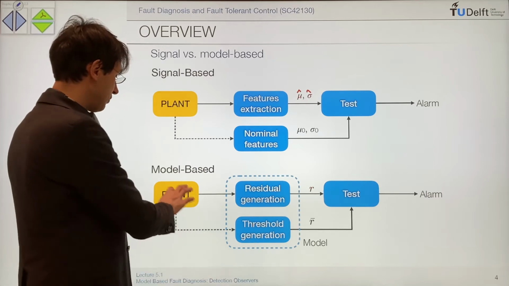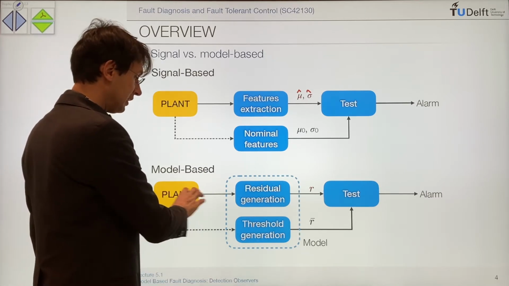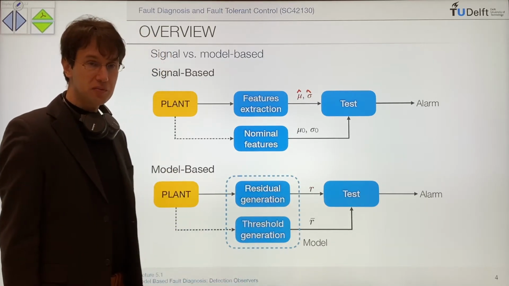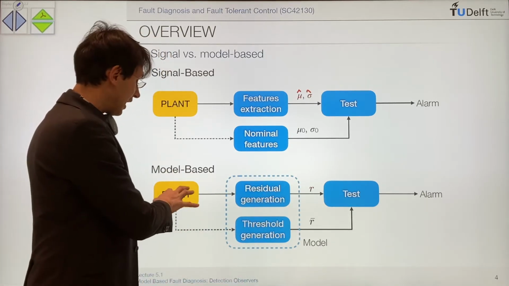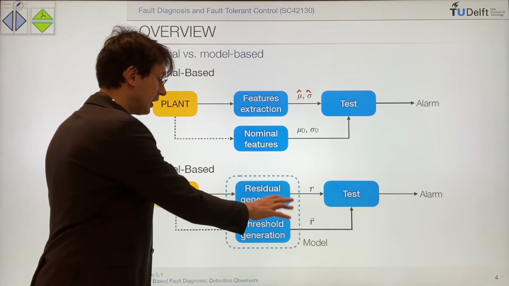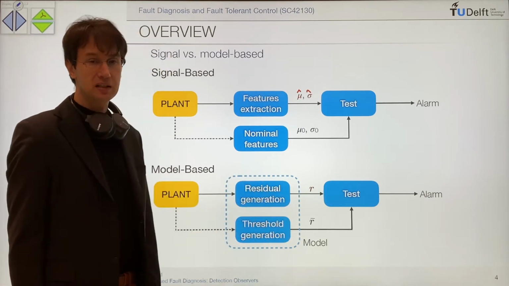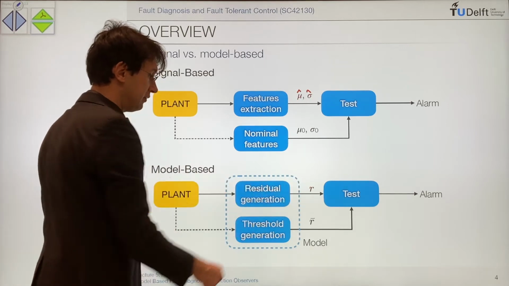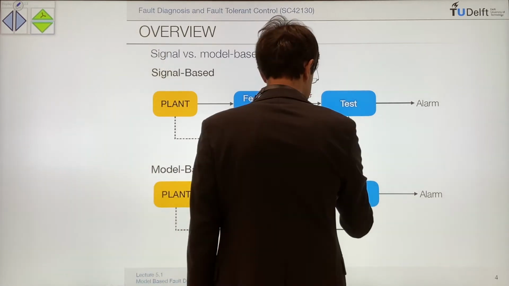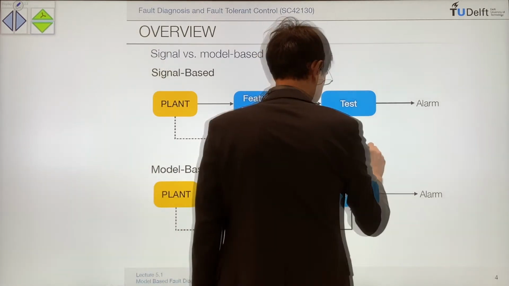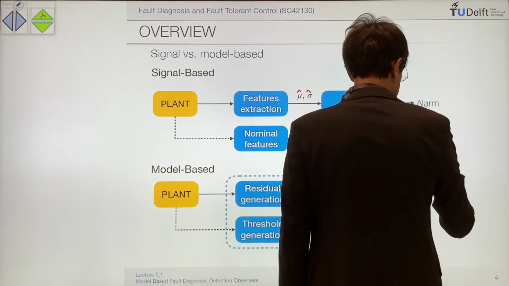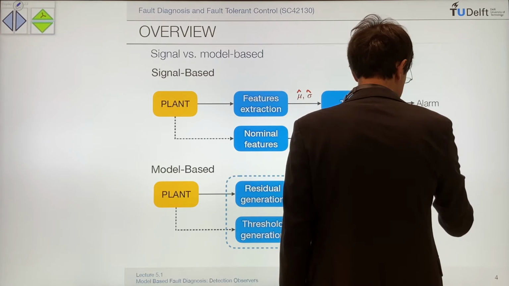So the idea is that we take observation from the plant, and using a model, we compute the residual, which is the difference between the actual behavior of the plant and what the model is saying should be the nominal behavior of the plant. So this R is a difference. Let's say actual minus nominal, but this nominal is computed using the model.